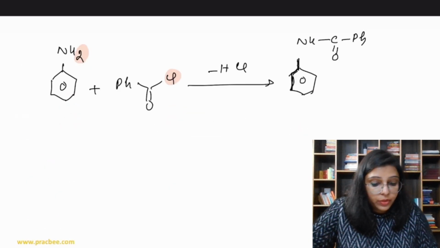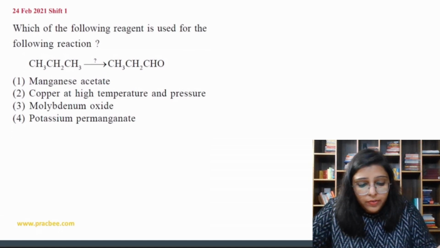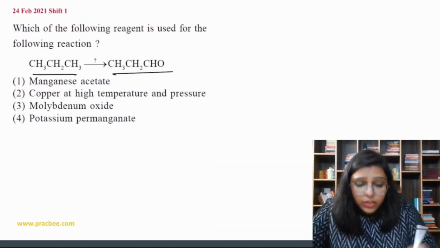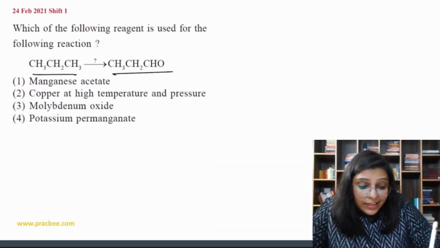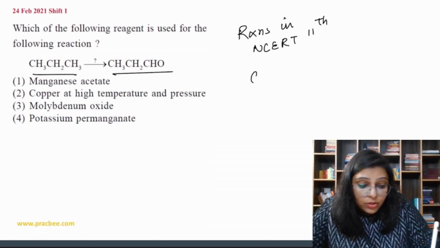Okay, option 1. Next question, we have which of the following reagent is used for following reaction? So alkane is converted to aldehyde. This is the reactions in NCERT 11th. Okay? Oxidation reaction.